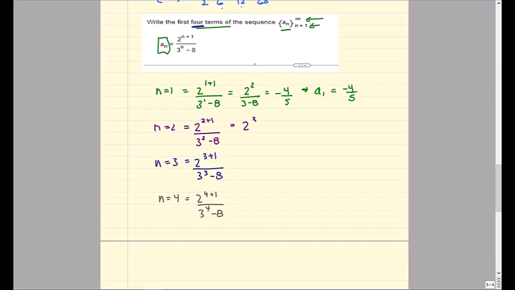Okay, next, 2 to the 2 plus 1 is 3. 3 squared is 9 minus 8. Well, 2 cubed is 8. 9 minus 8 is 1. 8 divided by 1 is 8. So A sub 2 is equal to 8.